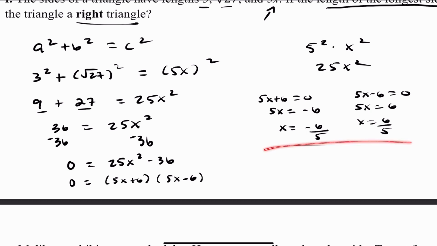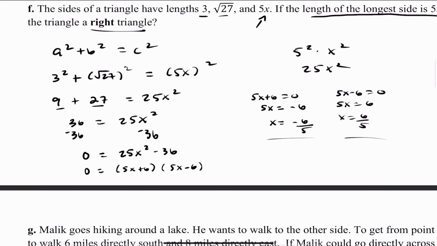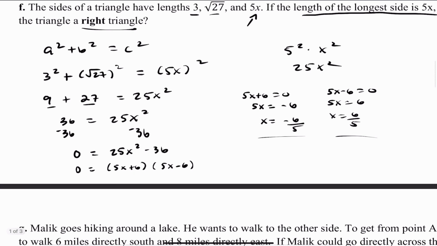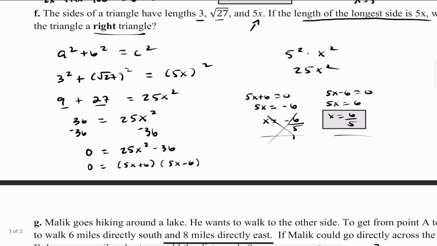And look at that. Both of my answers here are 6 over 5, where one of them is positive and one of them is negative. What is the best answer to the context of the question? The answer is 6 over 5. We want the positive x value, and we don't need this negative whatsoever. Okay, so that's F.